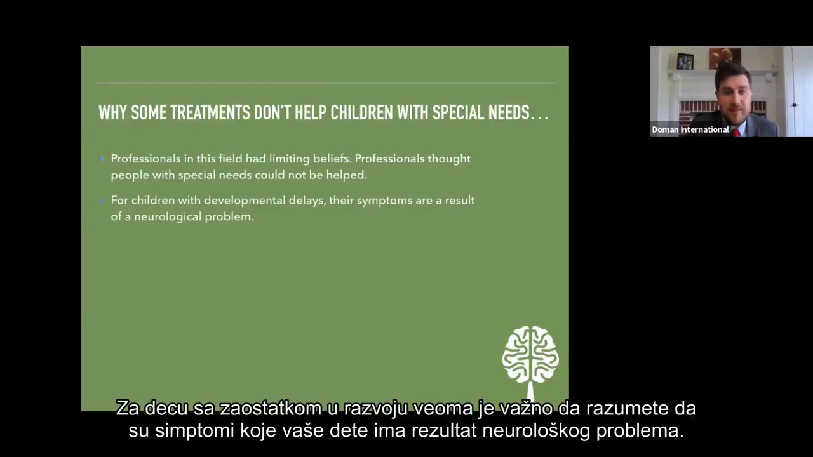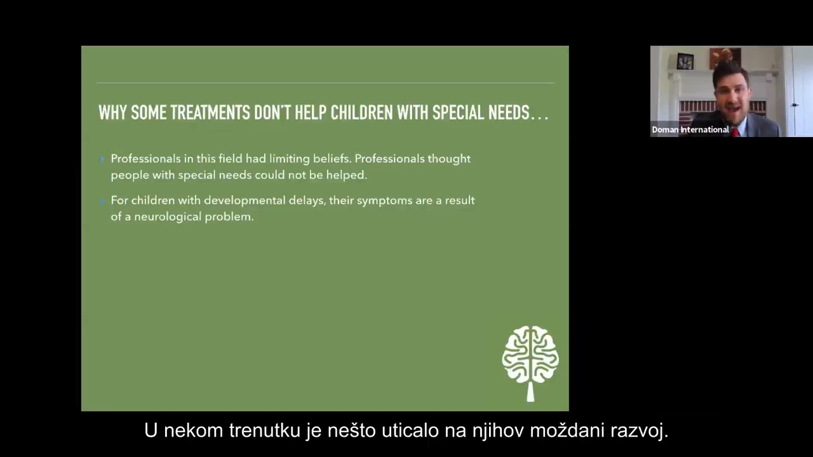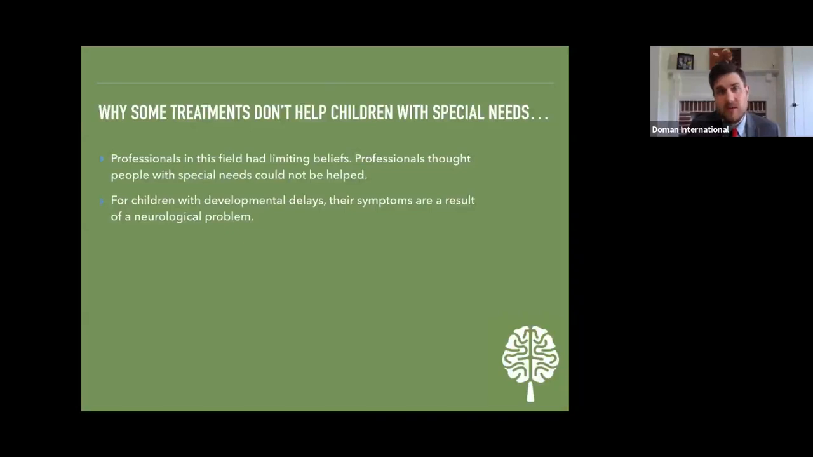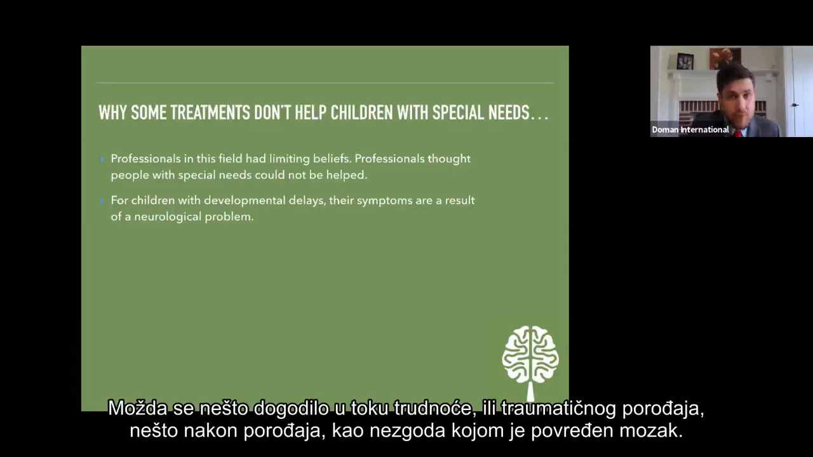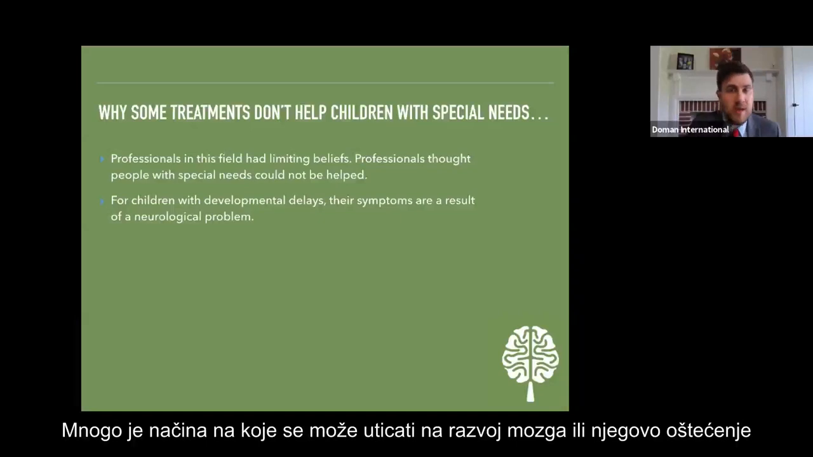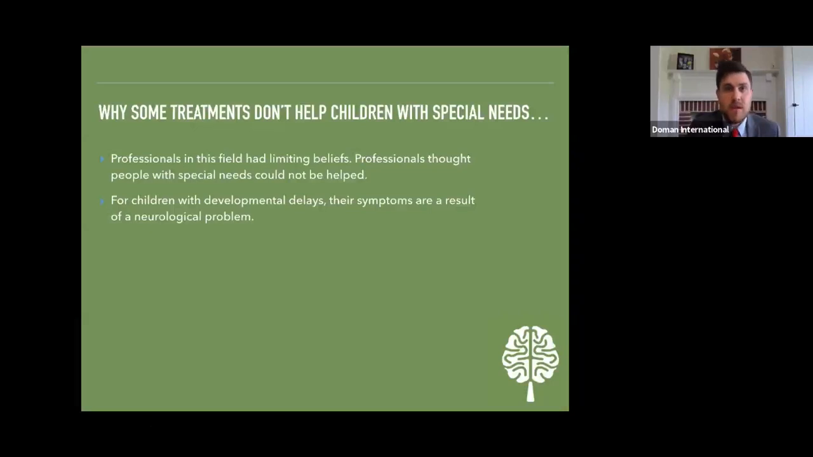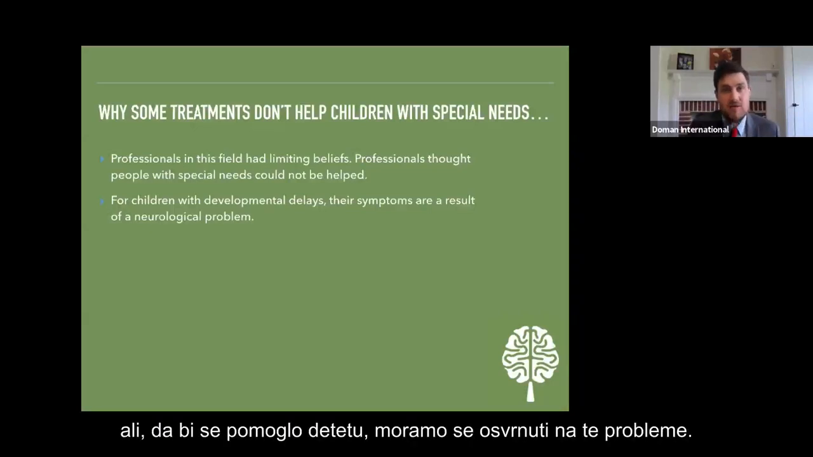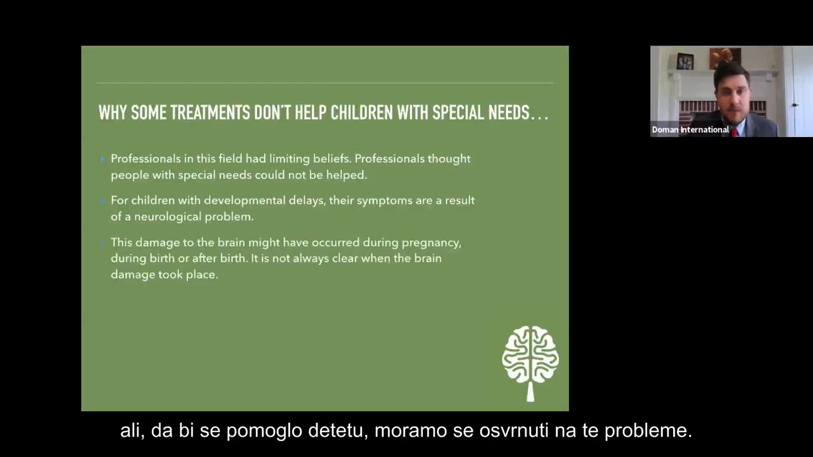Now, for children with developmental delays, it's very important that you understand that the symptoms your child has are a result of a neurological problem. Something at some point along the way affected their brain development. It could have been something that occurred during pregnancy. It could have been something during a traumatic birth. It could have been something after birth, like an accident or an injury that hurt the brain. There are many possible ways that brain development can be affected or that the brain can be damaged. But to help a child get better, we need to address that problem.